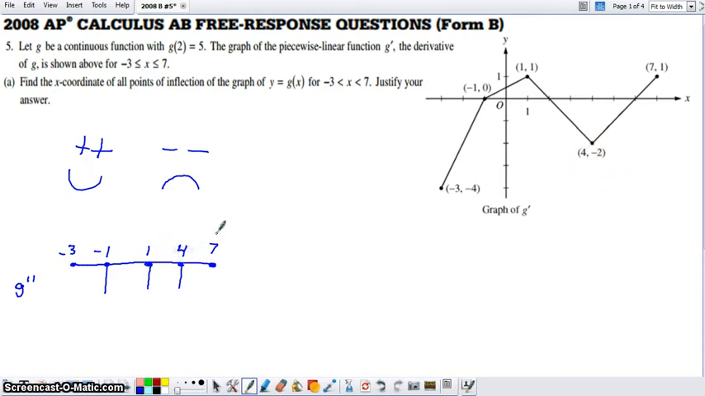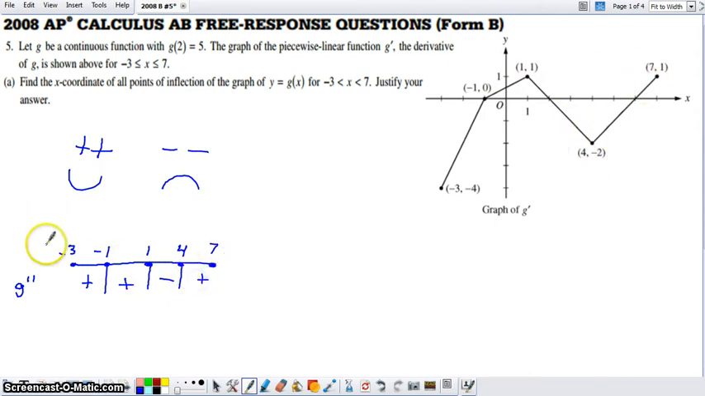So what is the sign of g double prime? What is the sign of the slope of the tangent line on this interval? Well, we have positive slopes between -3 and -1, so g double prime is positive. In between -1 and 1, we still have positive slope. So -1 had to be a candidate for an inflection point, but we don't actually have a sign change for the second derivative there. Between 1 and 4, we're looking at negative slopes for the graph on that interval. And then from 4 to 7, we're back to positively sloped tangent lines.